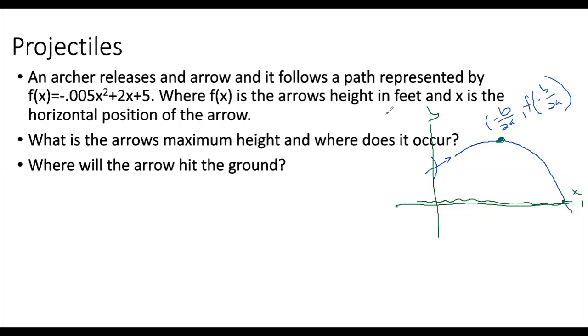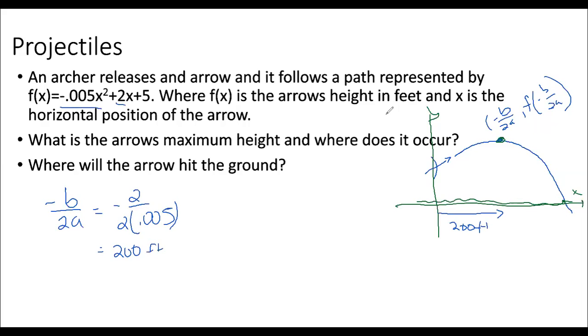Well, our negative b over 2a, our b is 2. So this is going to be negative 2 divided by 2a. This is our a, the 0.005. Okay, plug this into our calculator, we get 200. So that's our x coordinate. That's this dimension here. This is 200 feet.